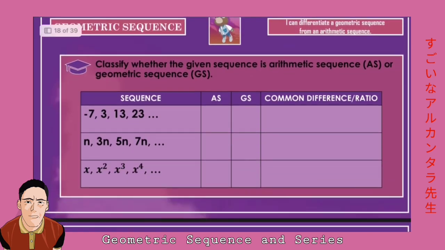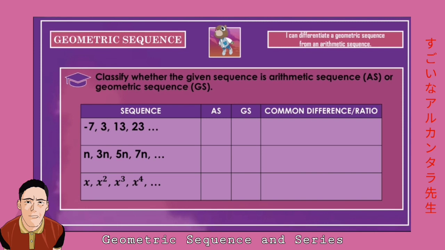Anyway, let's go with another set of examples. Now I'm stuttering. So you have negative 7, it became 3, 3 became 13, then 13 became 23. The pattern here is plus 10, and plus 10. This is common difference 10, arithmetic sequence.